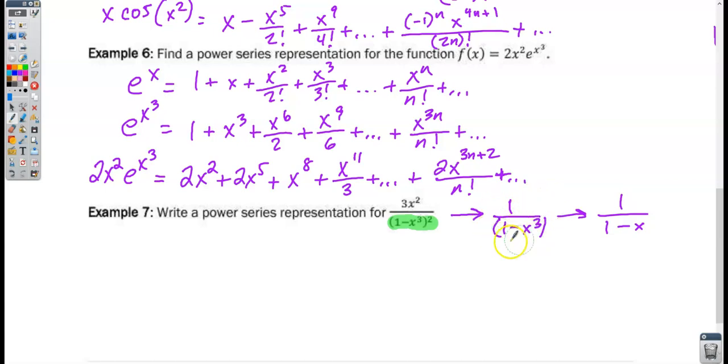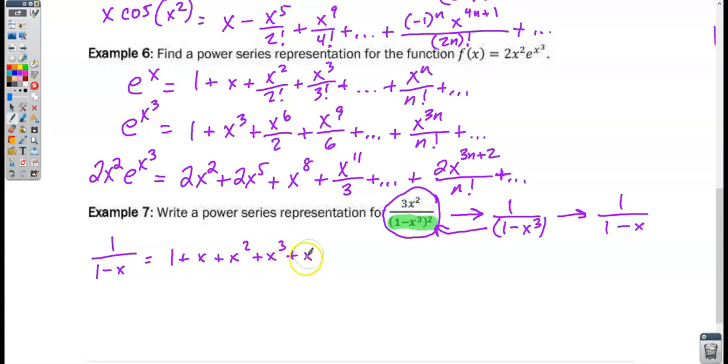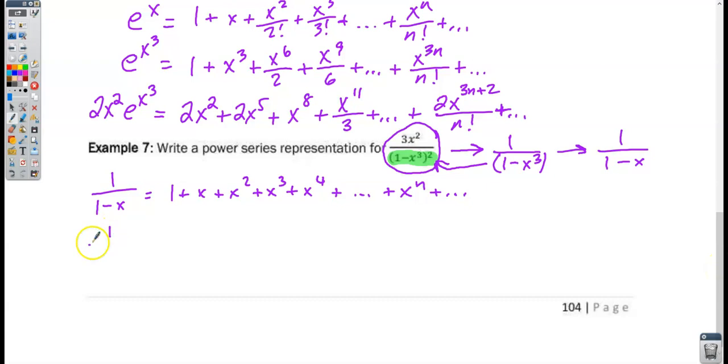All right. Now realize this, if I take the derivative of this, what do I get? I get this whole expression right here. So this is the derivative of 1 over 1 minus x cubed, and we've got to look for those relationships. So I start with the series for 1 over 1 minus x, which is 1 plus x plus x squared plus x cubed plus x to the fourth plus x to the n. And then I use that to write the series for 1 over 1 minus x cubed. That's going to be 1 plus x cubed plus x to the sixth plus x to the ninth plus x to the 12th, all the way up to x to the 3n.